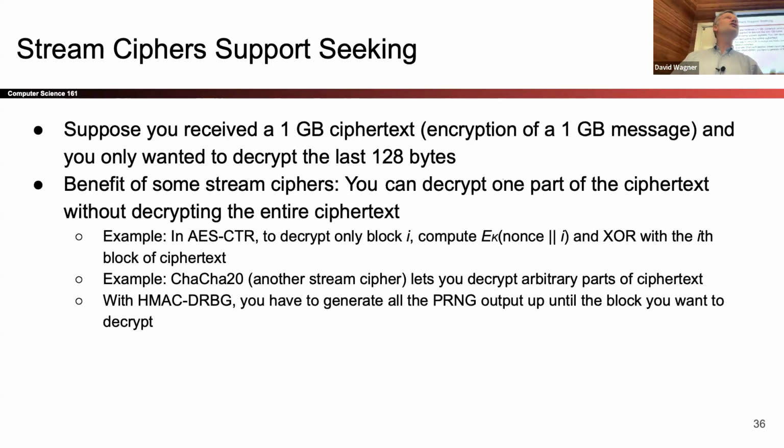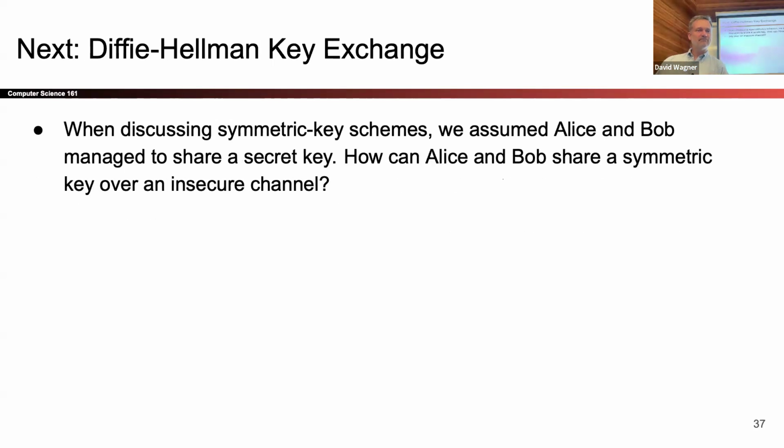Okay, but basically stream ciphers are just another form of symmetric key encryption. They're just another alternative to AES CBC mode encryption. For most purposes, you can use either one. All right, so that's enough on symmetric key cryptography.